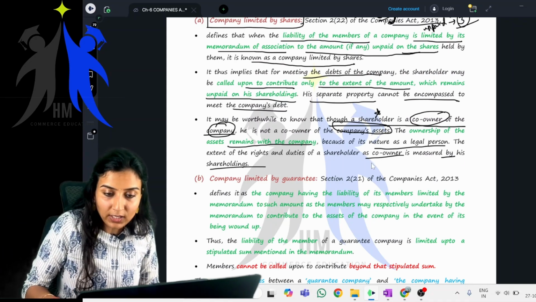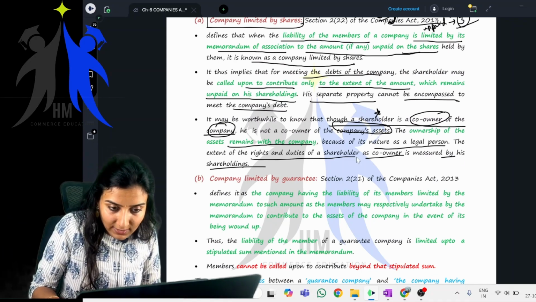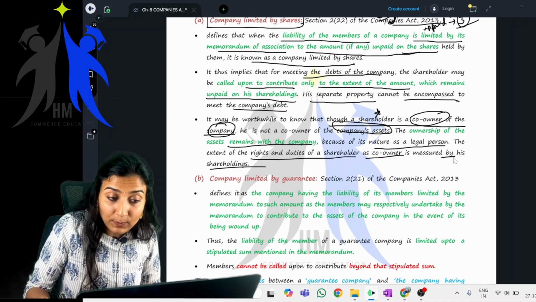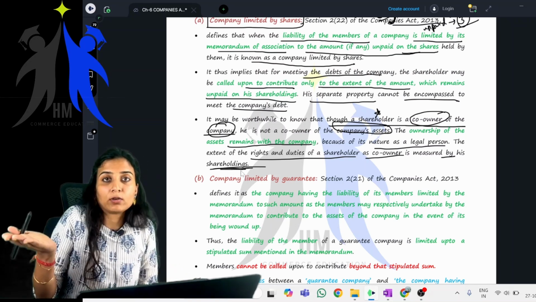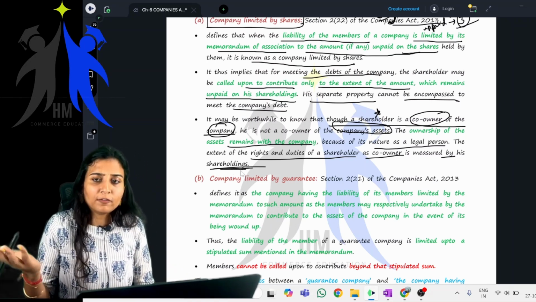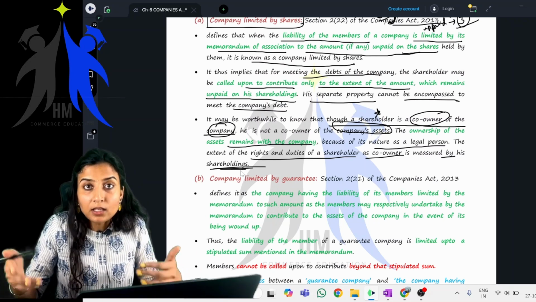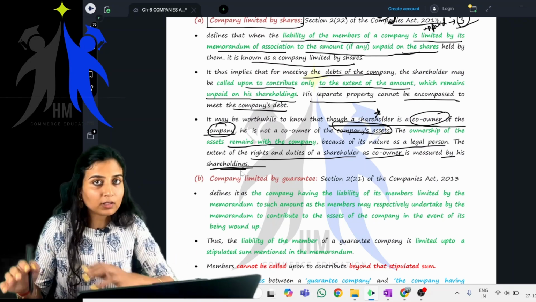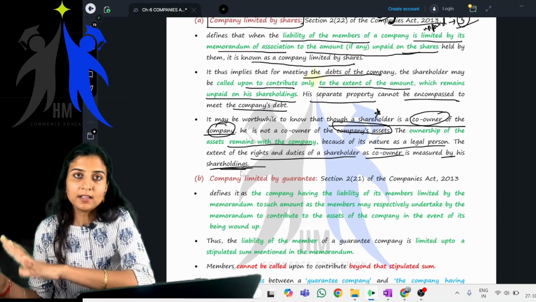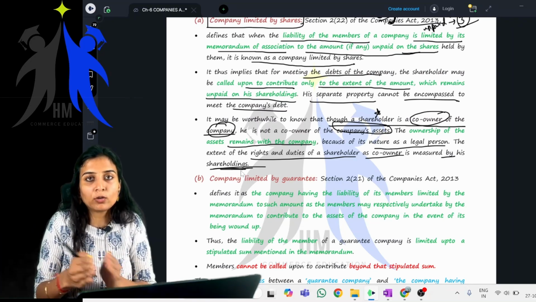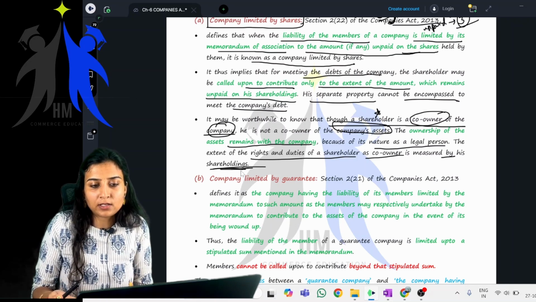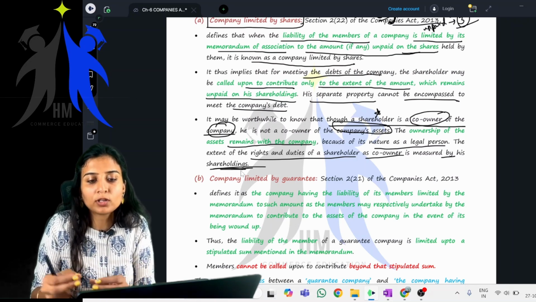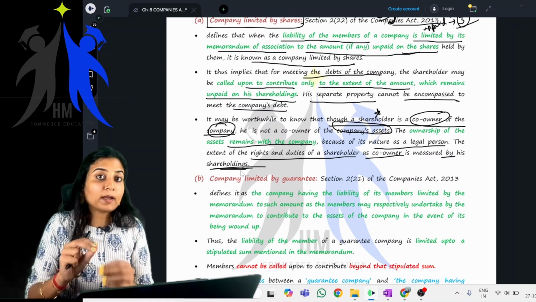Yes, it is measured. The extent of rights and duties as a shareholder, as a co-owner, is measured by his shareholdings. If you have more shareholding, obviously you have more rights. If you have less shareholding, you have fewer rights in the company, not with the company's assets. Company's assets are different, and if you are a shareholder of the company, you're not the owner of the company's assets. Your rights and duties as a co-owner of that particular company are measured by your shareholding.